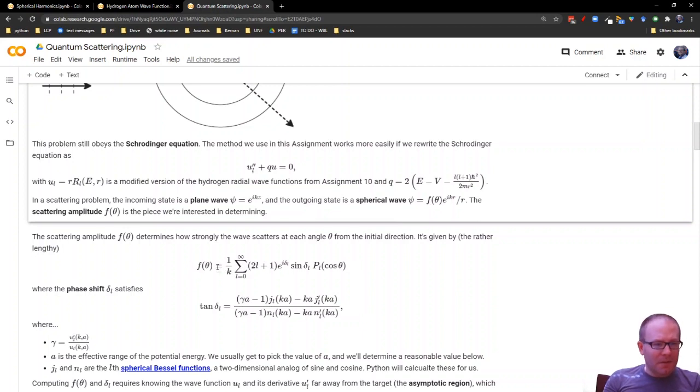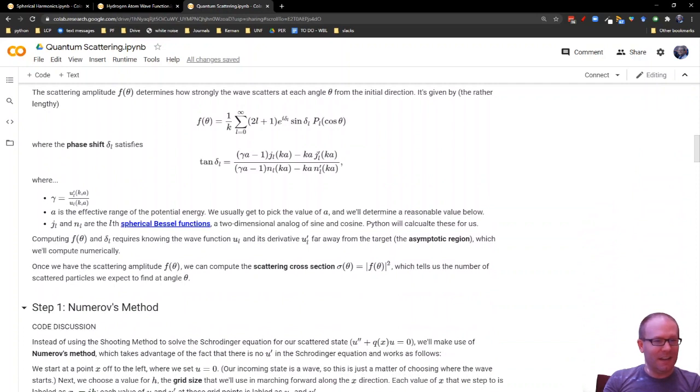The scattering amplitude is built out of a few different pieces. The most important thing is this delta L here. This is what we call the phase shift. This represents how the phase of the wave is shifted between when it comes in and when it goes out. This has quite a few different pieces to it, so this is great for a computational study. This gives you a definition of what all these things are.